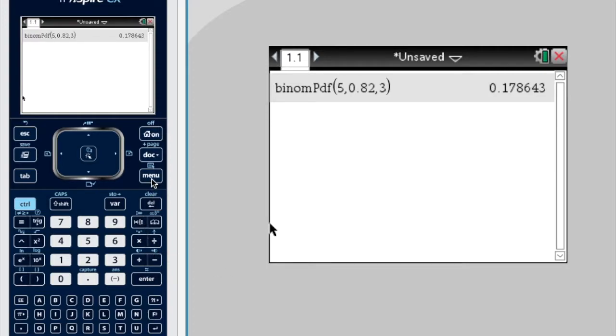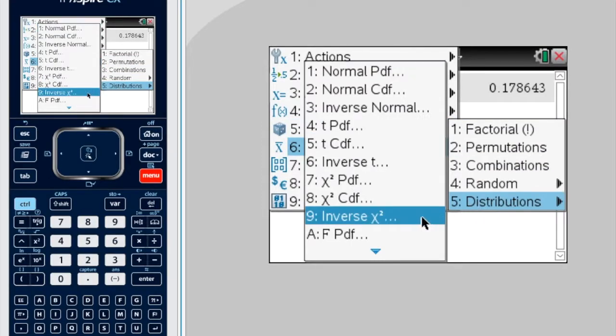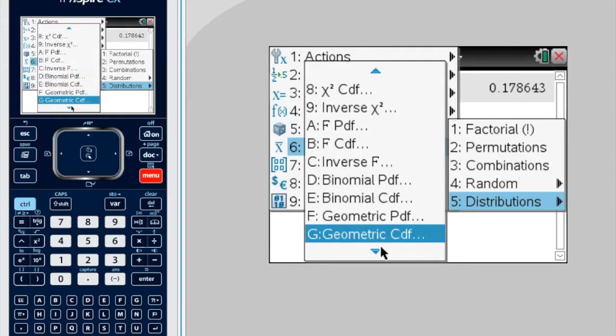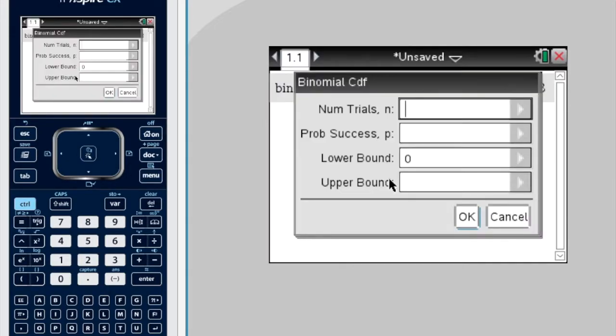So we go menu, probability, distributions. And now, because it's at least 3 games, we're going to choose binomial CDF. And now you can see we've got a lower bound and an upper bound. Okay, so once again, the number of trials is 5. The probability of success is 0.82.